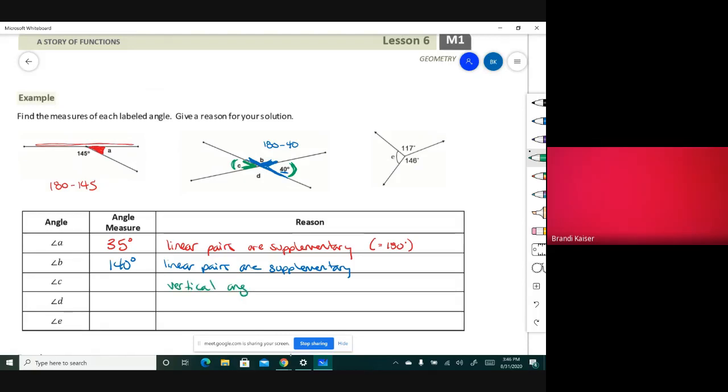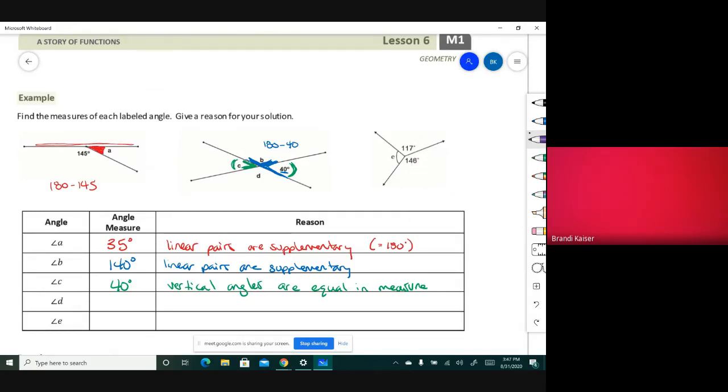So vertical angles are equal in measure. Okay, or meaning they should be the exact same. So if the angle on the right is 40, then C has to be 40 degrees. Okay. All right, 2 more.